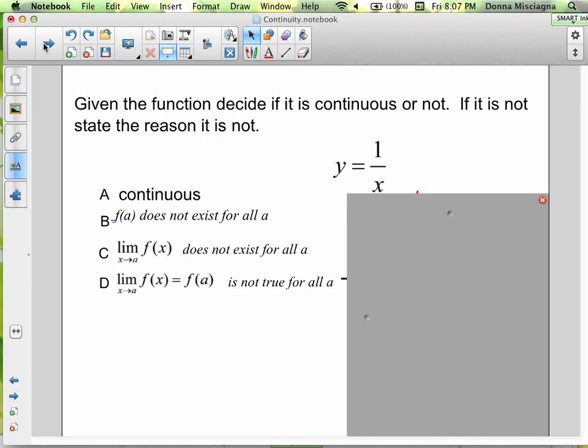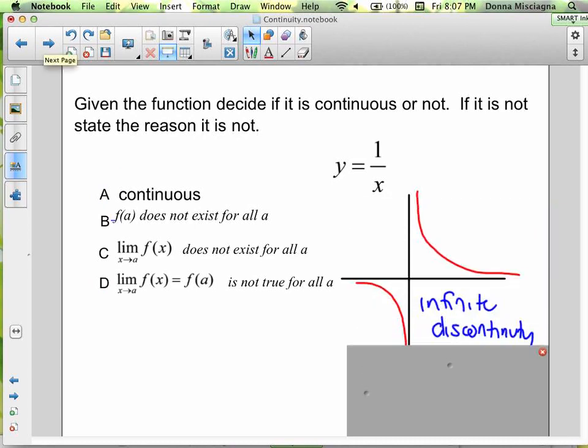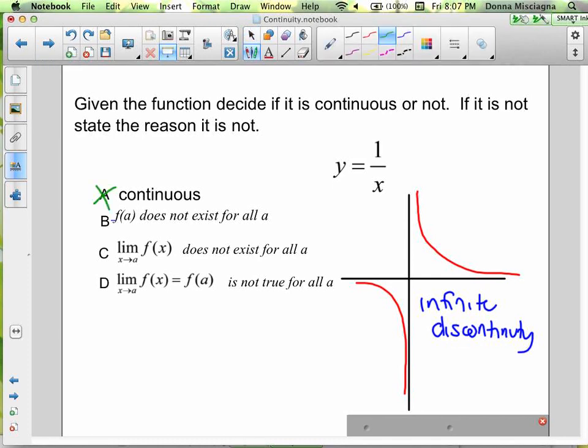Let's look at the next one. So y equals 1 over x. Of course, it's a rational function. It's got an infinite discontinuity, so that's just going to take care of continuous. Let's go through our hierarchy. We're not going to go any farther if one of them is false.